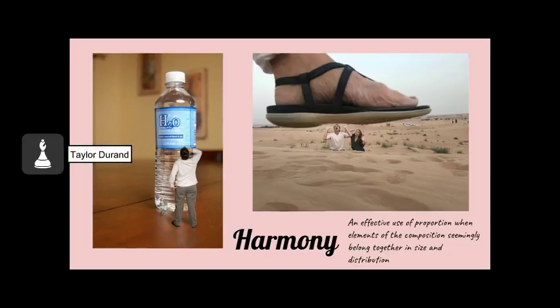Harmony is an additive your design has by use of proportion. Harmony is when elements of a composition seemingly belong together in size and distribution. In these examples, you can see that one object is made to be much larger than the rest, giving that object greater importance, but the composition still has harmony.